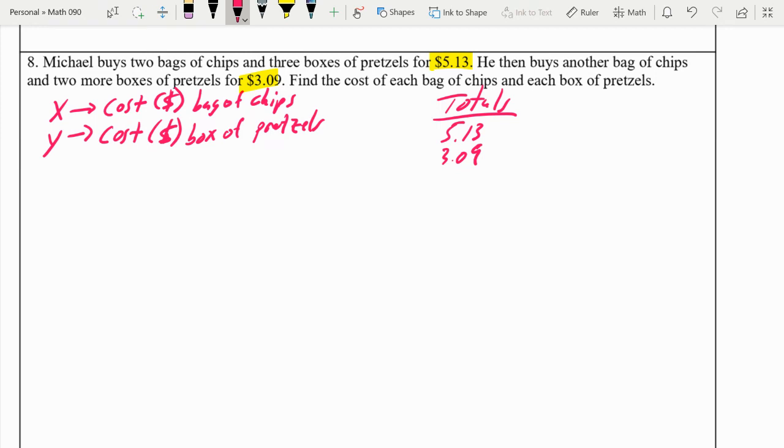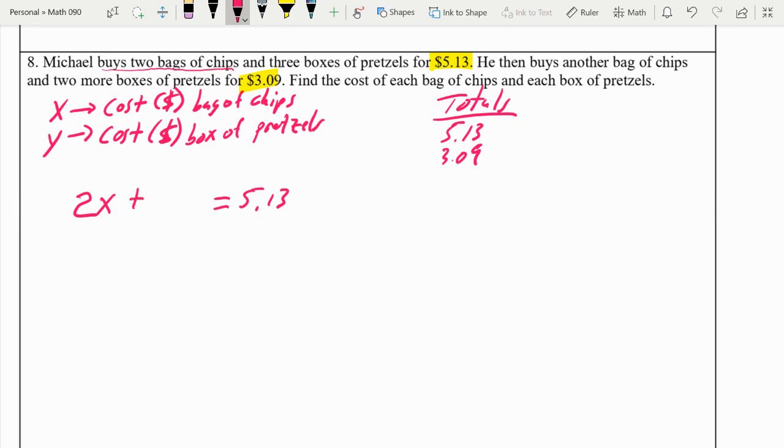All right, with this one, I would personally solve it using elimination. So I'm going to set the 2 equations up next to each other. So I have $5.13. How do I get $5.13? Well, the first time he buys 2 bags of chips. How much do these bags of chips cost? I don't know, but I know he buys 2 of them.